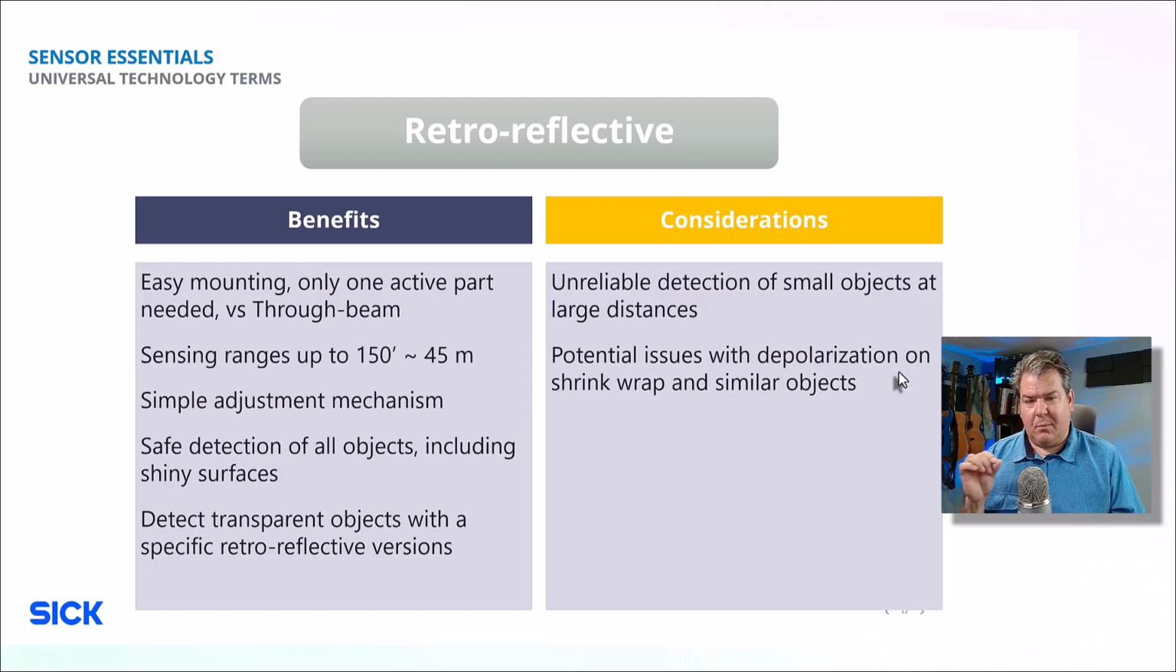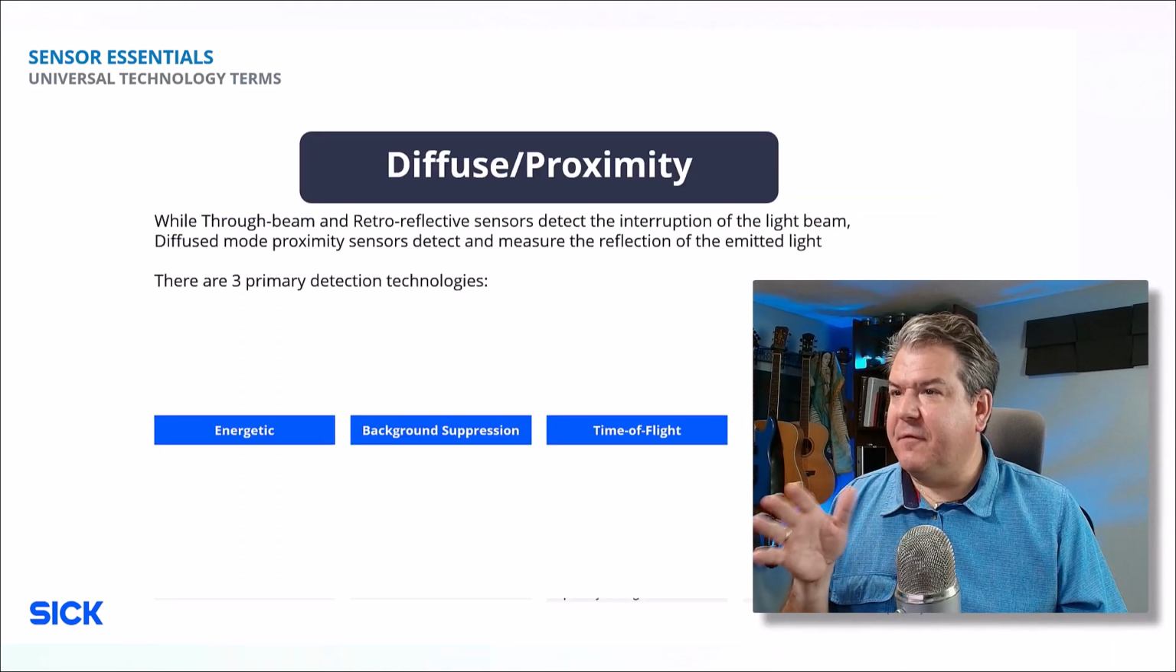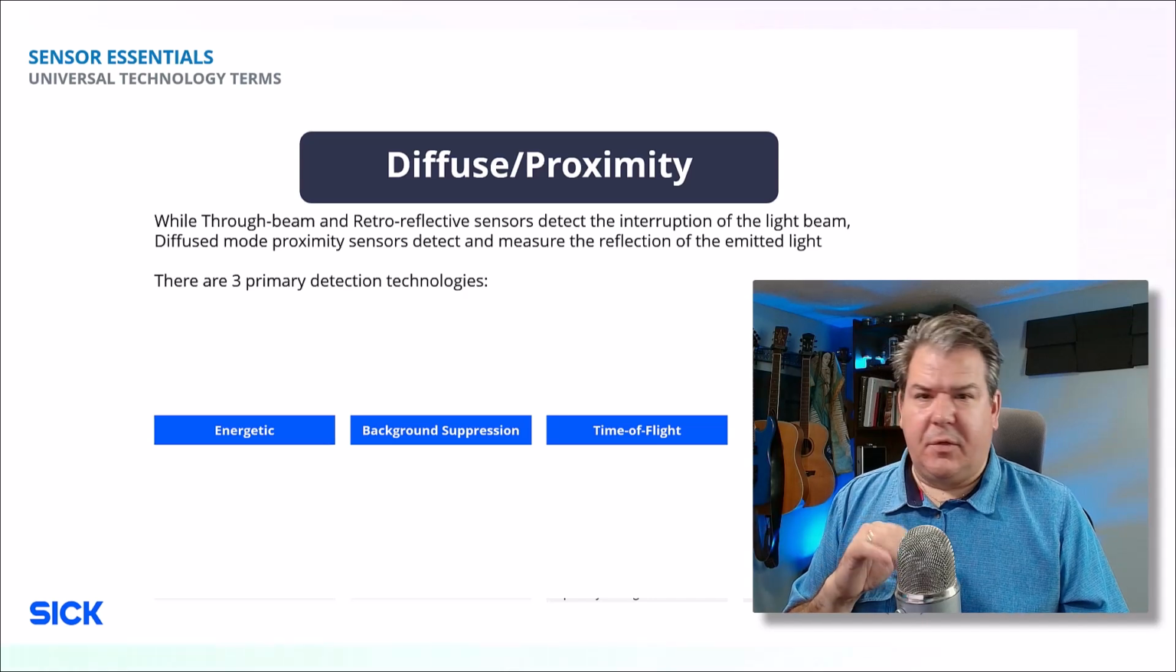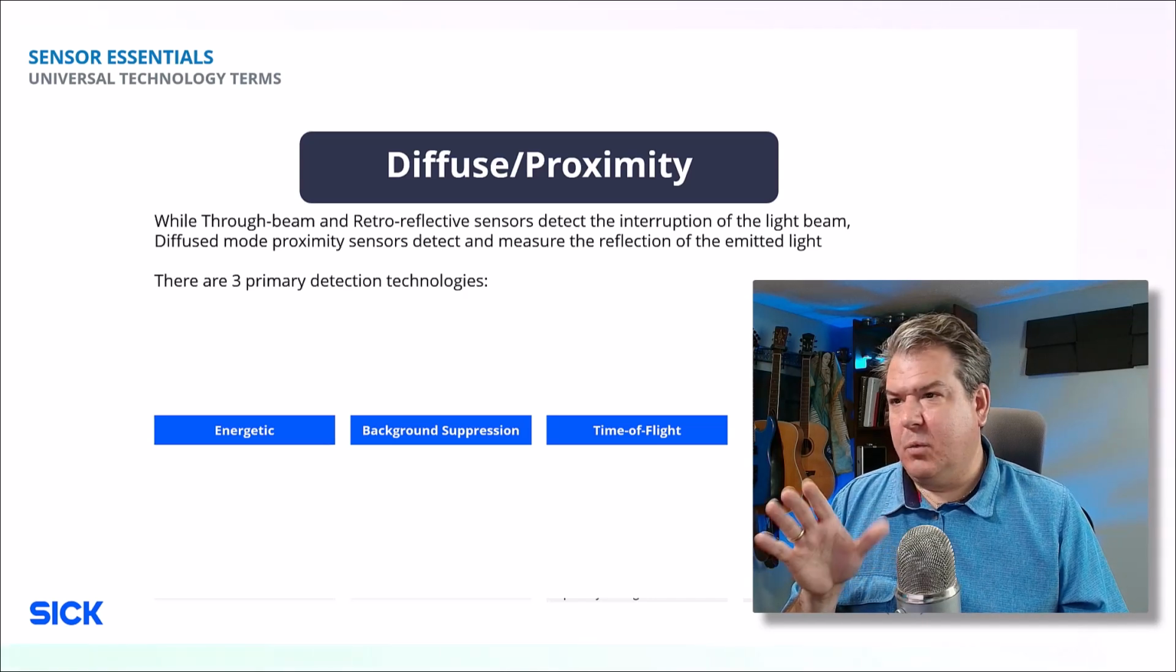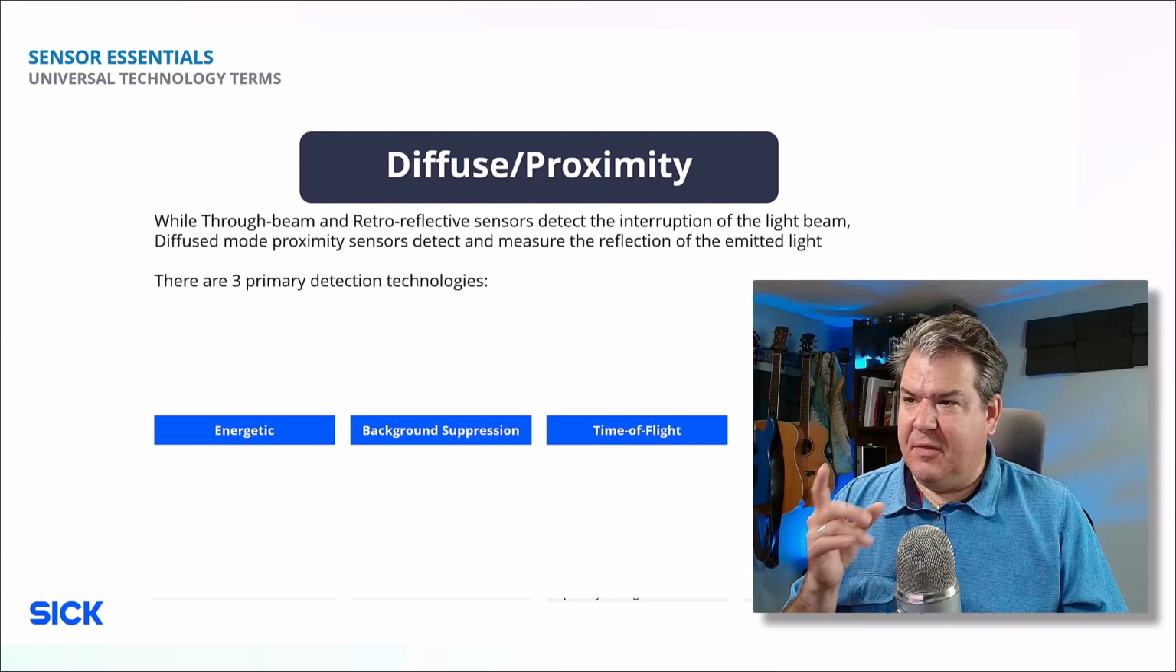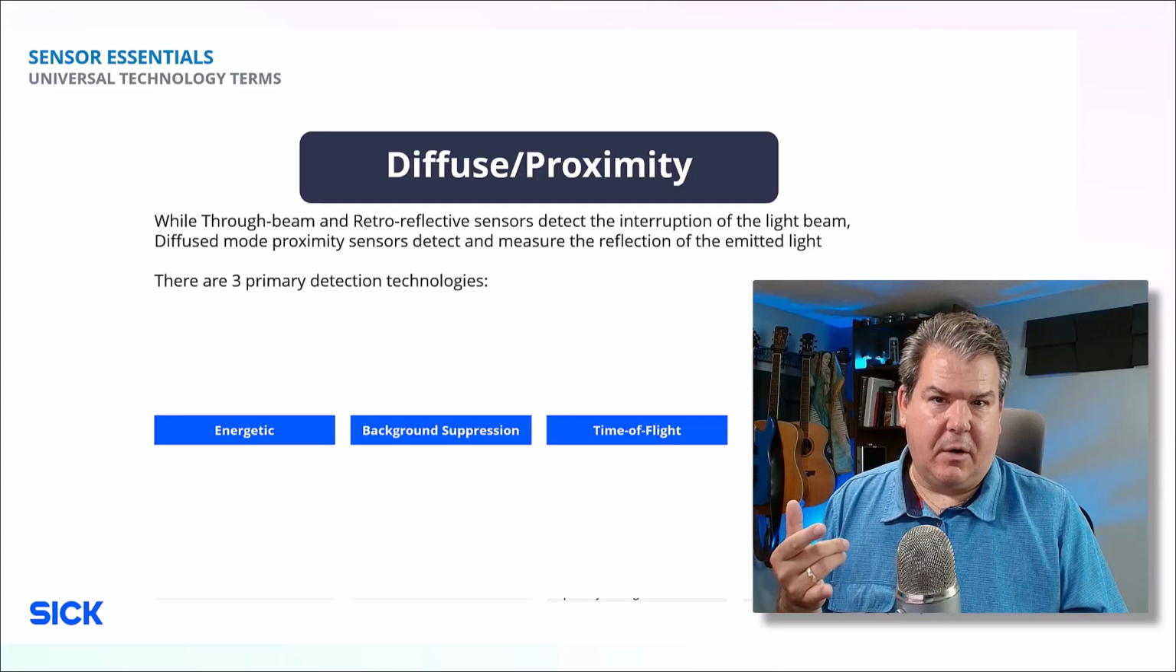Now we'll get to, I would say, the most popular type of sensor. So we have the diffuse proximity sensor. So with the through beam and retroreflective, we're looking for a beam break. In this case, we're trying to measure that target.